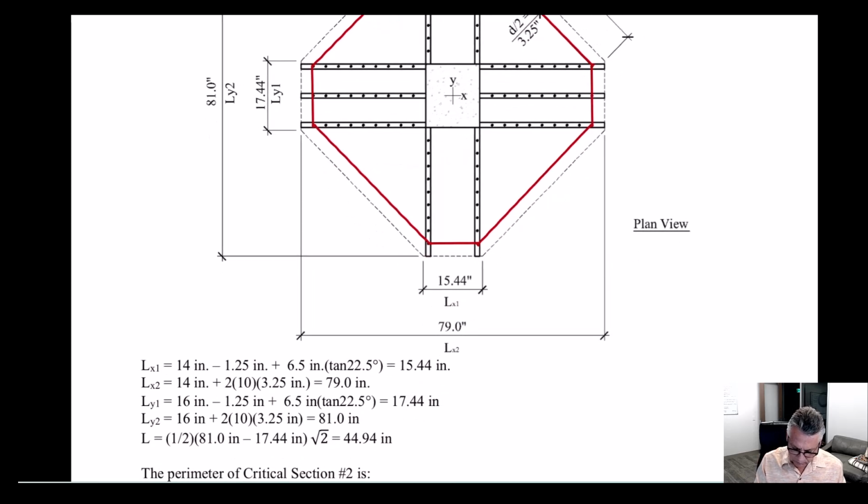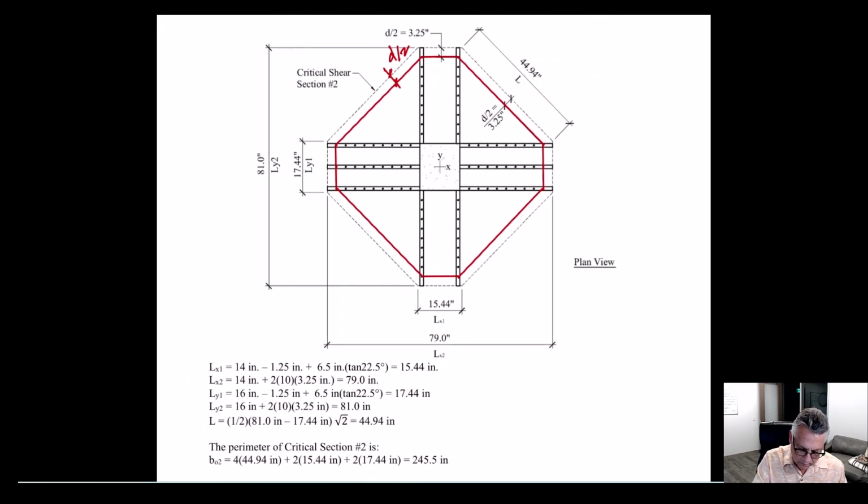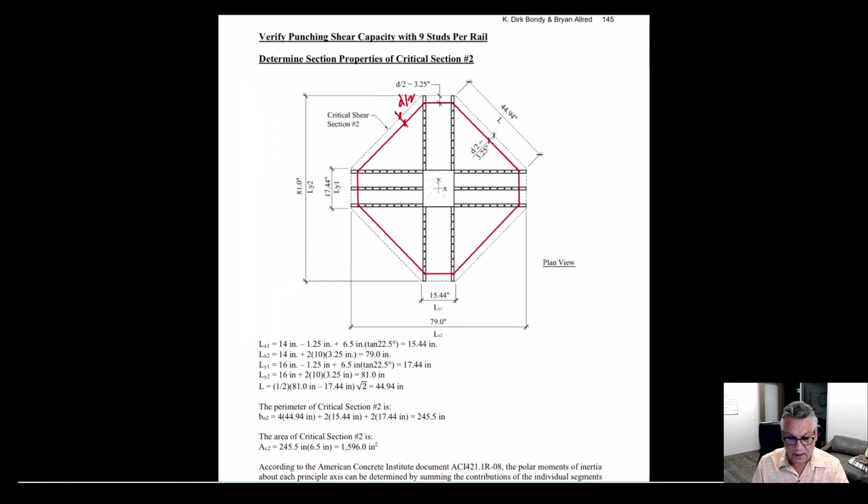Okay, LX2, the 14-inch columns, plus we have 10 spaces of 3.25 inches. So 10 spaces, two sides, it's happening over here too, times that space gives 79 inches. And we do the same for the LY1, same idea, and the LY2. So if I'm you and I've asked you to do this, I'm pulling out AutoCAD. But actually, this isn't difficult math, but verifying that you did it right is important.